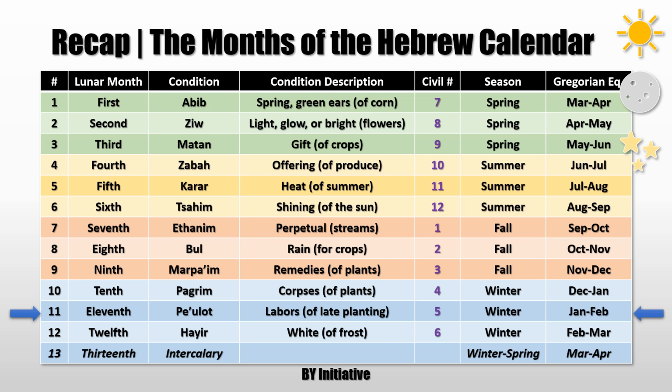The 11th month occupied the 5th position on the civil calendar, and it is the second month of the winter. The 11th month occurs anywhere from January to February on the Gregorian calendar.